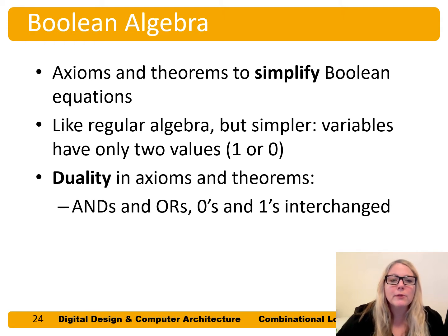And there's this property of duality in these axioms and theorems where ands and ors and zeros and ones can be interchanged, and the axiom or theorem is still true.